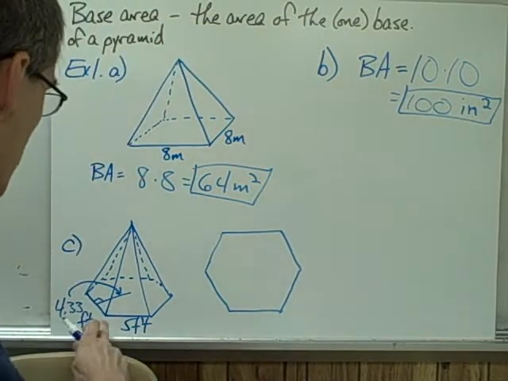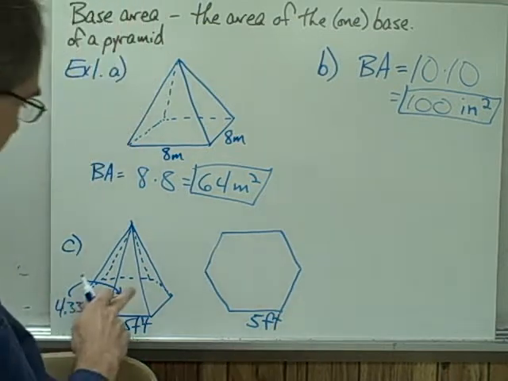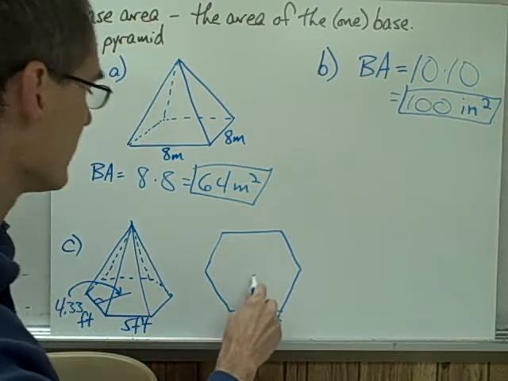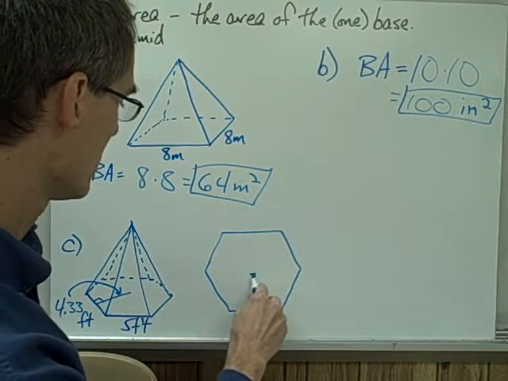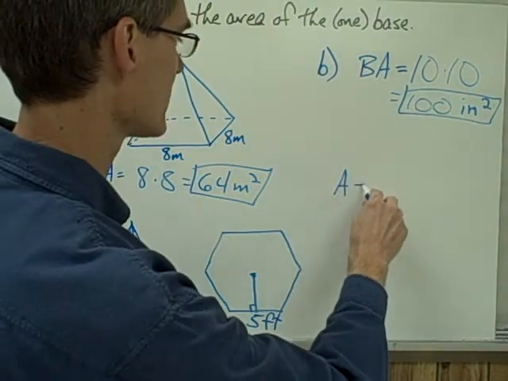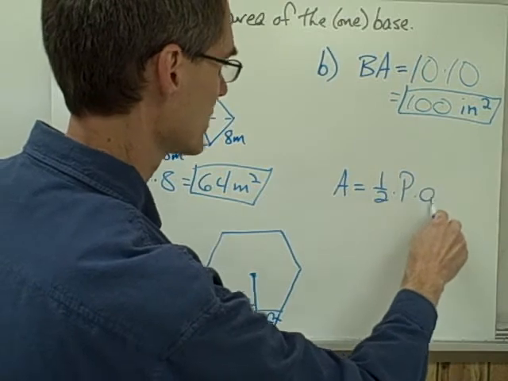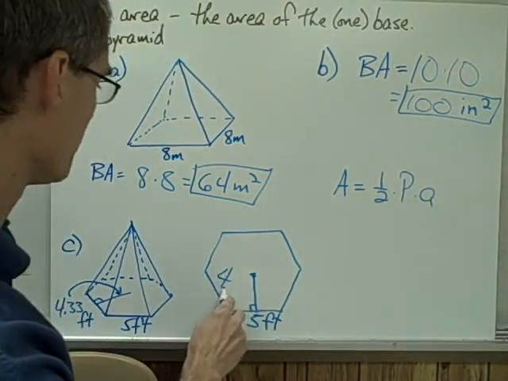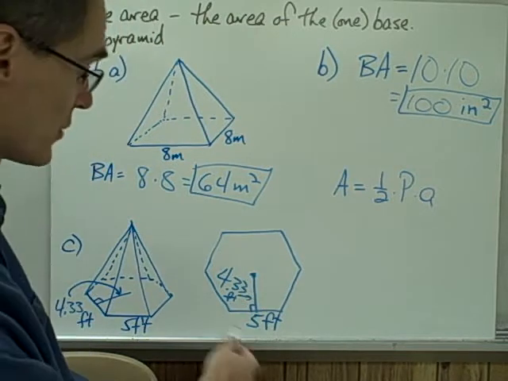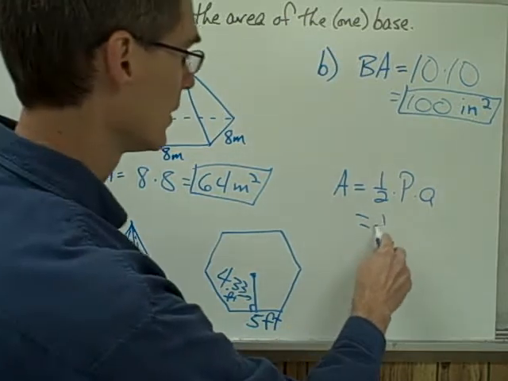So here's my hexagon. The length of the side of my hexagon is 5 feet. And notice here in my picture, I'm given the length of the apothem of my hexagon, which is going to be handy because I know the area of a hexagon is 1/2 times perimeter times apothem. Well, my apothem here is 4.33 feet. So I've got everything I need here to calculate the base area of my hexagonal pyramid.